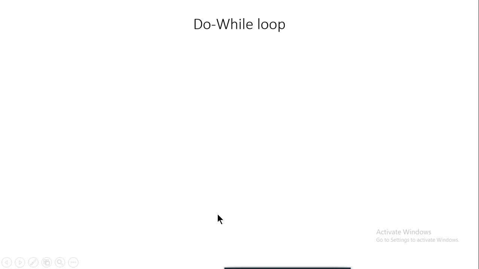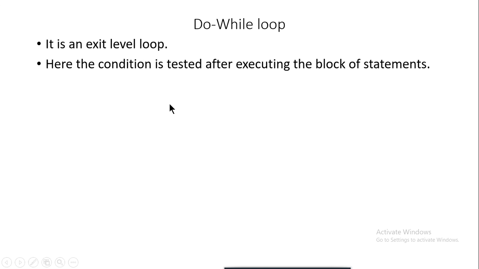Okay, similar to that there is a do while loop. So what is the difference between while and do while? Actually, do while loop is an exit level loop. Sometimes you may require that your loop executes at least once irrespective of the result of the condition. In such cases you can use a do while loop. Here the condition is tested after executing the block of statements. So irrespective of what your condition is, your block of statements will be executed at least once.